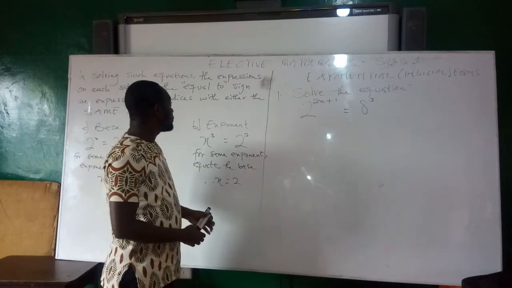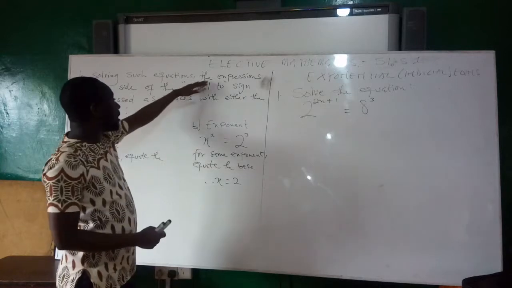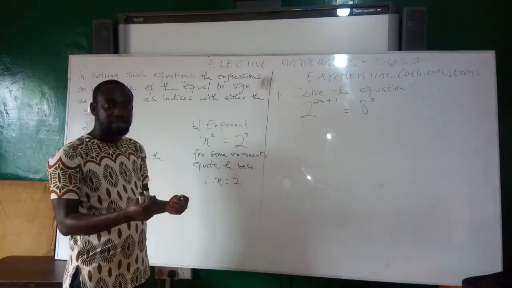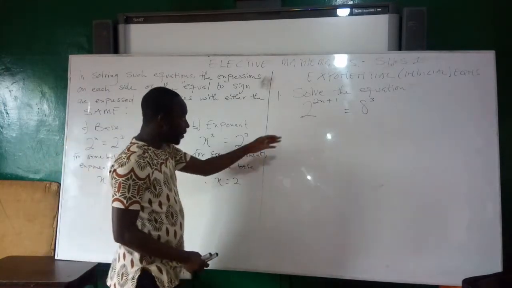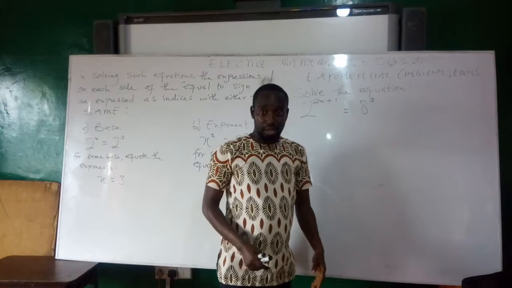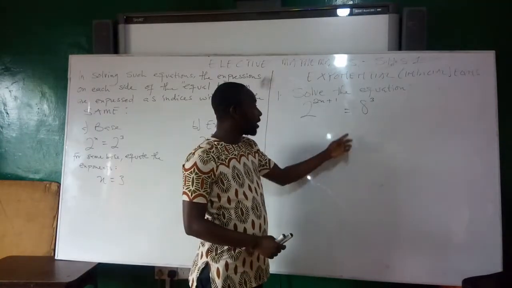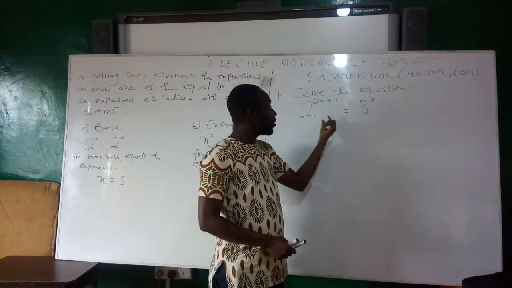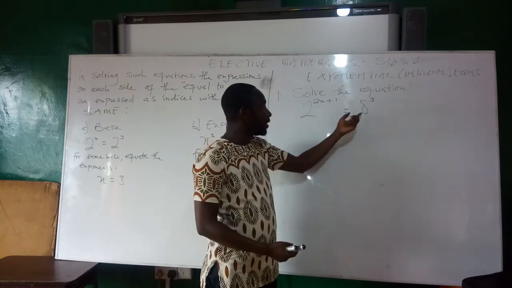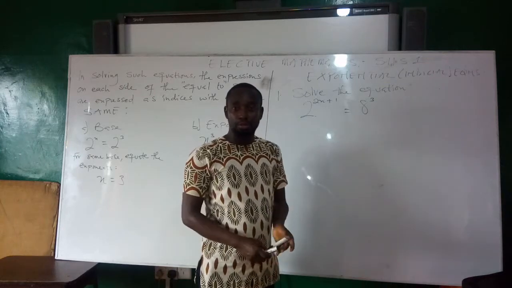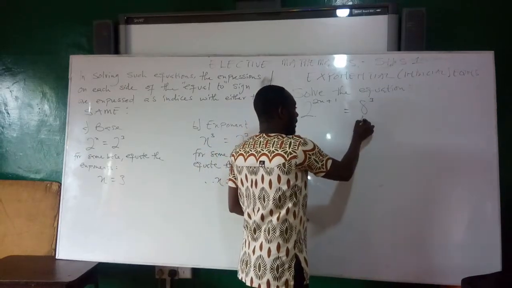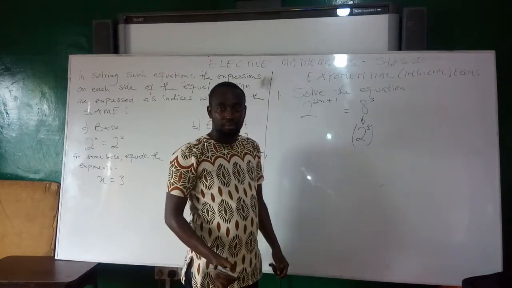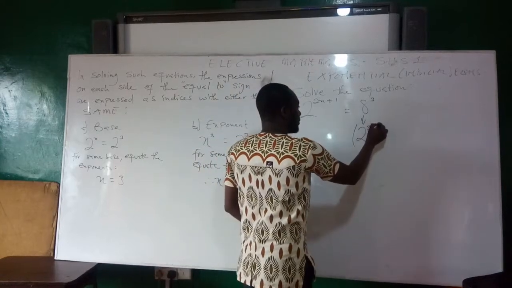So the first thing we have to do is to express the expressions on each side of the equal to sign so that they will have the same base or the same exponent. Now the exponents are already given to us, so we cannot make them to be the same. So let's consider the base. Now there is 2. We also have 8 here. There's no way we can make 2 to have a base of 8. But then we can convert 8 to a base of 2. Because we know that 8 is the same as 2 raised to the power 3.